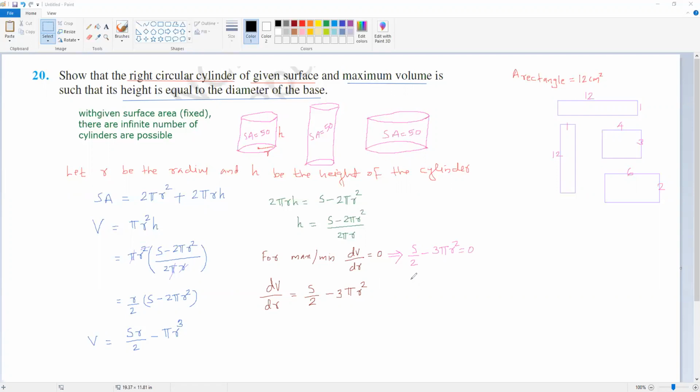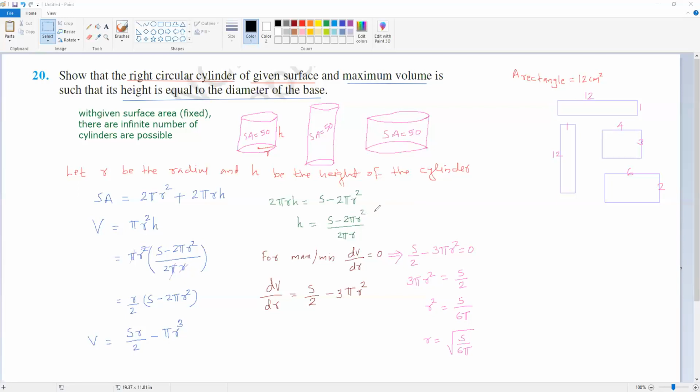That means 3 pi r square is equal to s by 2, or r square is equal to s by 6 pi, or r is equal to under root s divided by 6 pi. So you got the critical point. There is only one critical point, which is under root s divided by 6 pi.